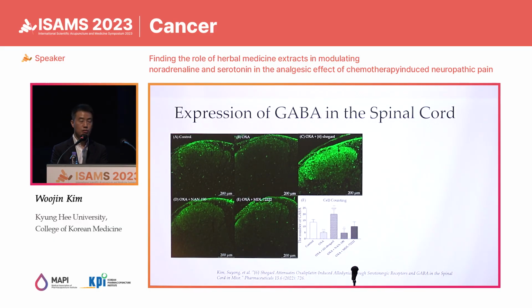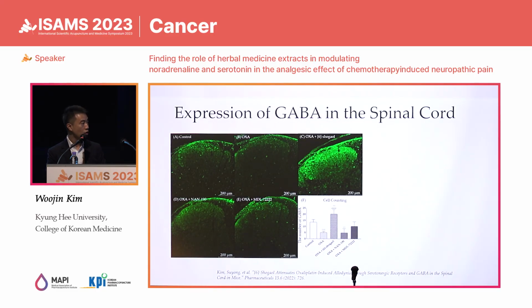So by doing immunohistochemistry with shogaol, we see that in the oxaliplatin group, this is the dorsal horn of the spinal cord, the number of GABAergic positive neurons decreases, but with shogaol, it really increases a lot. It was stronger than we expected.